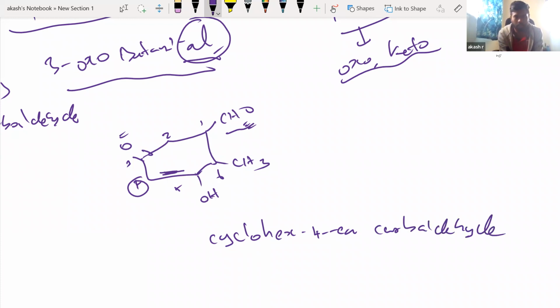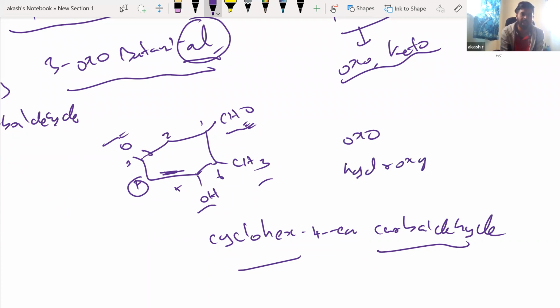Done. Cyclohexane carbaldehyde, because it is going to be in the ring structure. Now you're not able to account for it in the main chain. Other than that, we have this ketone, OH, and a CH3. So what are the prefixes you have to use? Oxo, hydroxy, and methyl. Three things you have to use.